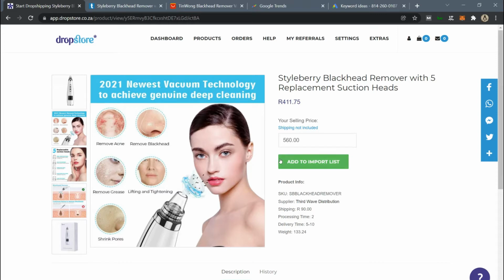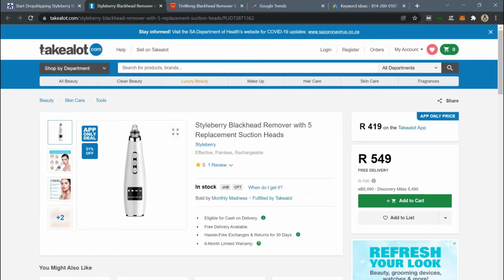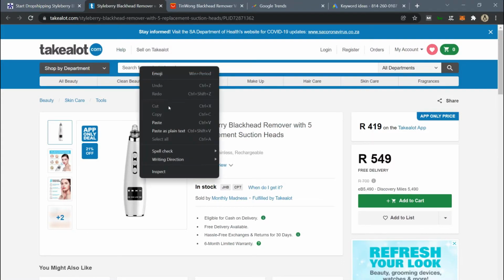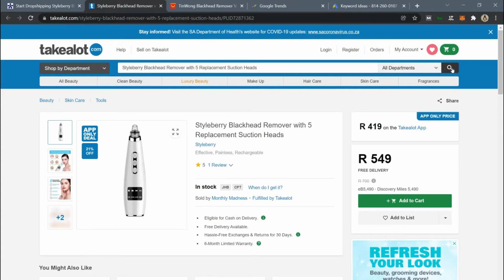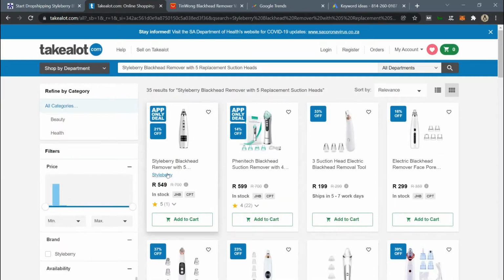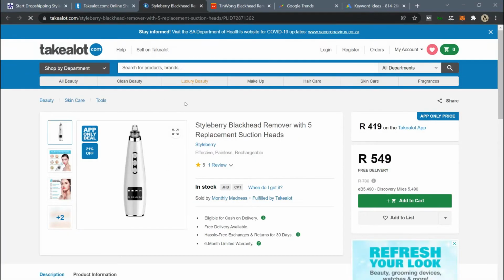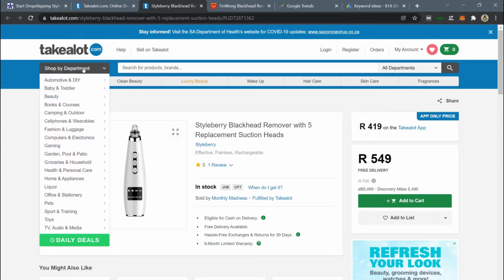The first thing I can do is literally just copy this whole line here, go to Takealot, paste it right in, and search for it. And what do you know, it's right here. So this is the first step, right? To see who's your competition, what other companies sell the same product as you. So now you're already competing with Takealot.